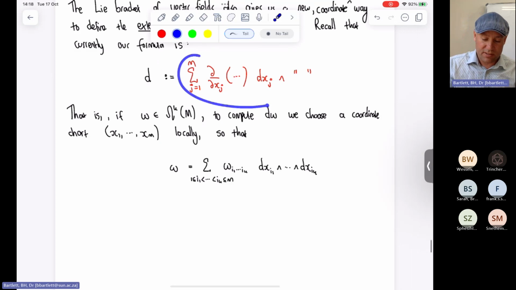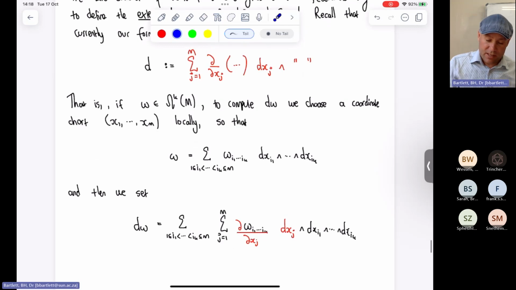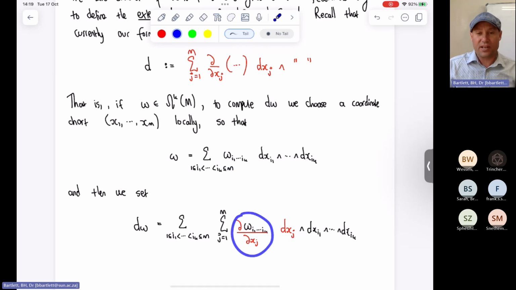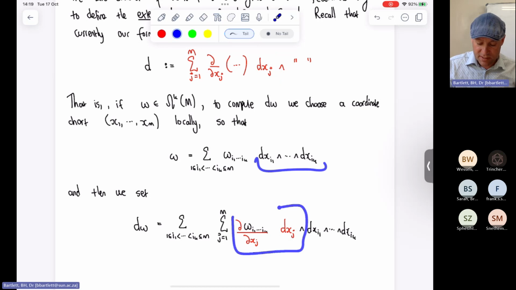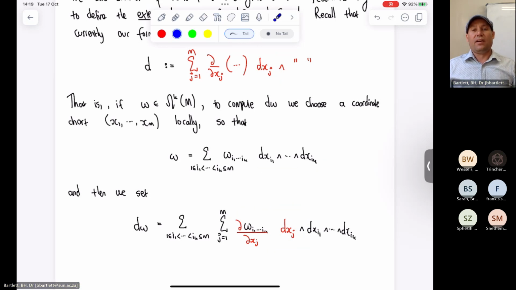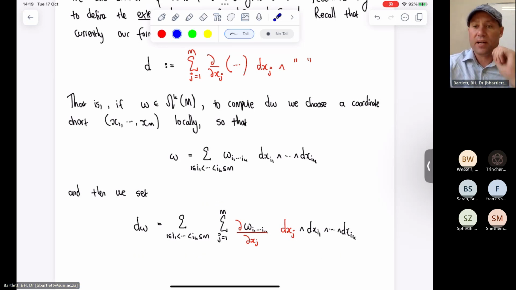The way I do it is I use this mnemonic here. d of omega is you sum over all the directions in the manifold, so there's m of them. For each direction, you differentiate this component function in that direction, and then you put a little dx of that direction wedge the rest in front. So this is the stuff that I'm adding there. Remember, we then proved that d squared equals 0. Anyway, this is a nice little operation, and we even saw what it looked like in R3.